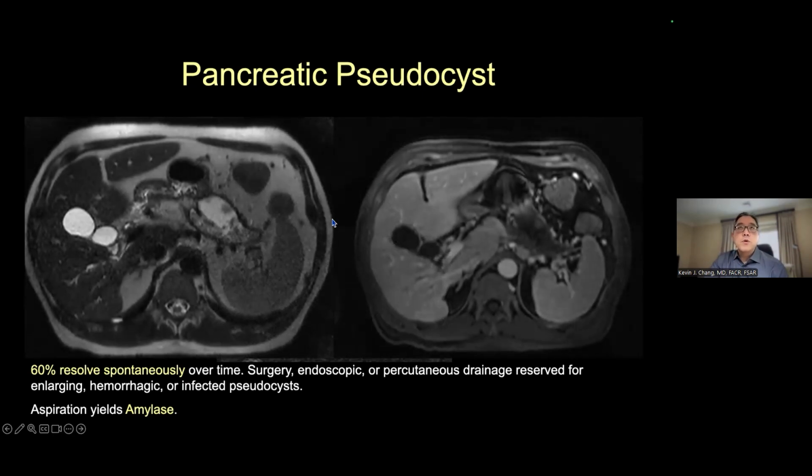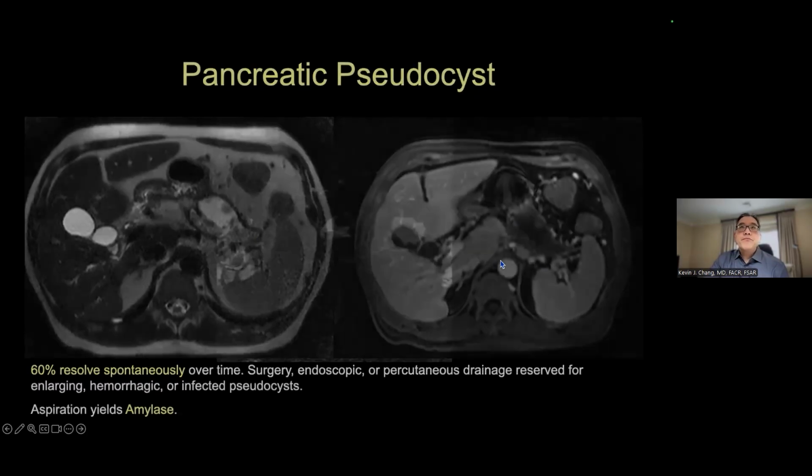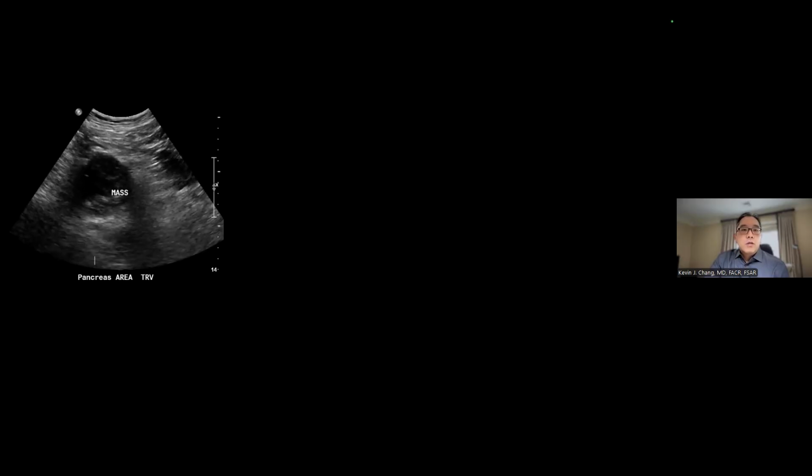Here's another view of a slightly more complex case of a pancreatic pseudocyst, where you have a peripancreatic fluid collection here with a T2 dark wall and lack of internal enhancement. So next, we're going to go into some of the complications of pancreatitis.